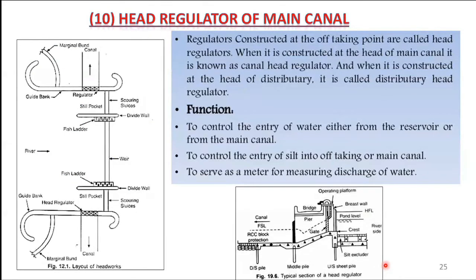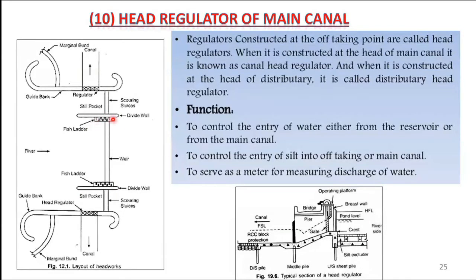Okay. Head regulator of main canal. You can see here on the left side, this is the layout plan of a barrage. This is the upstream side. The river is flowing in this direction, and here weirs are provided. These are the under sluice bays. This is also under sluice bays. This is divide wall. This is another divide wall.